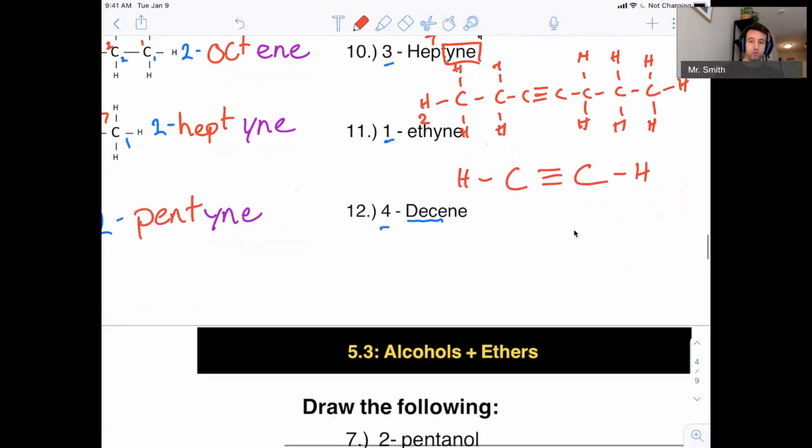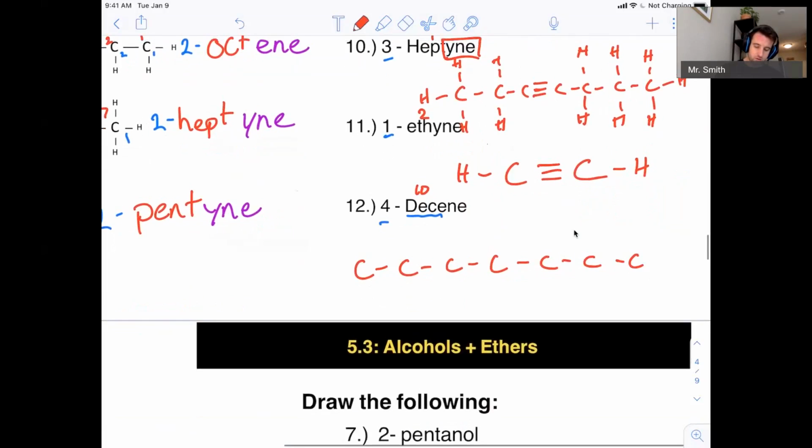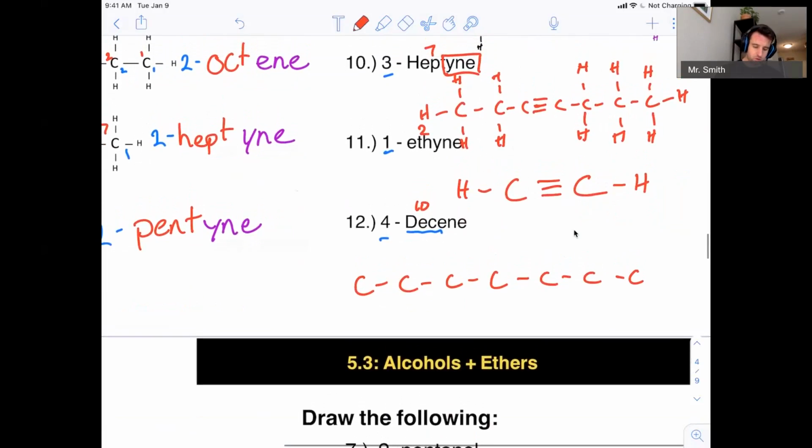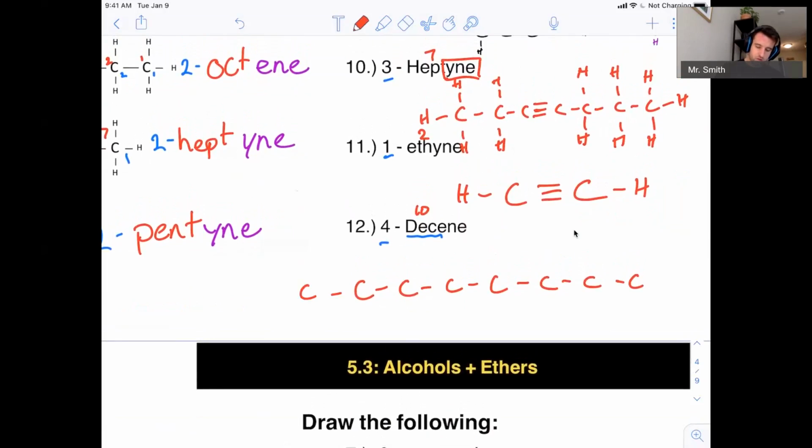Okay, last one, 4-decene. All right, dec means 10. So let's draw in 1, 2, 3, 4, 5, 6, 7. Uh-oh. 8, 9, 10. Kind of ran out of room there. Okay, the double bond is going to go on the 4th carbon. So here's carbon 1, here's carbon 2, here's carbon 3, here's carbon 4, and there's carbon 5.